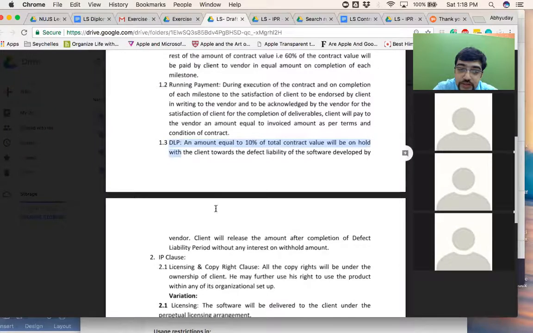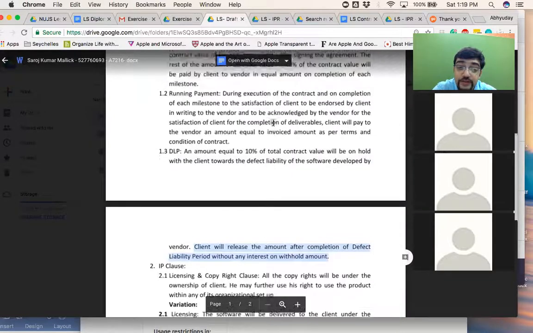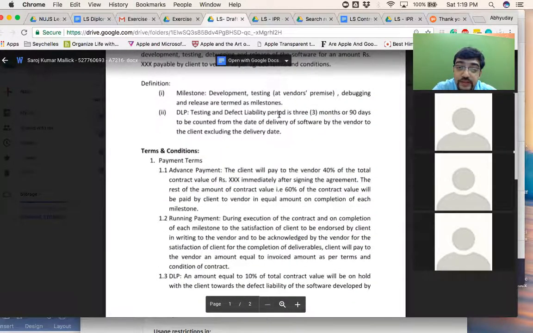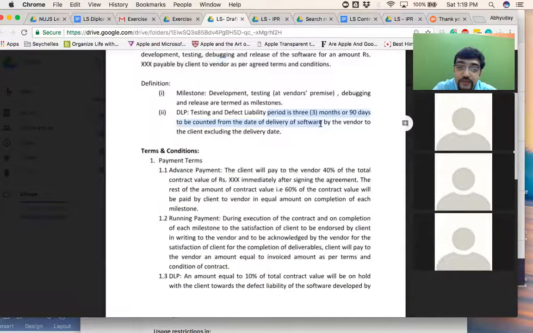Now he has put in, see, this is like a construction contract style. EPC contracts have this, that an amount equal to 10% of contract value will be on hold with the client towards the defect liability. Client will release the amount after completion of defect liability period without interest. Defect liability period is 3 months from delivery of software.